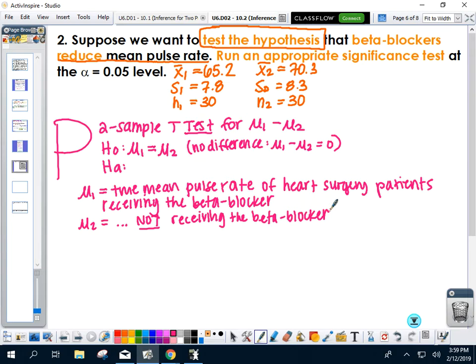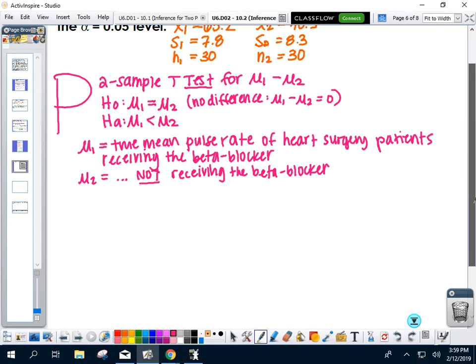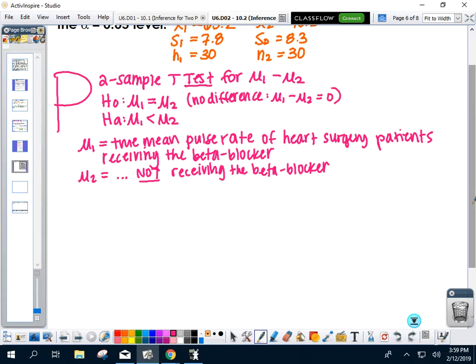Okay, so now that I know that my mu1 is the beta blocker group and we're wondering if the beta blockers reduce the mean pulse rate, that helps me decide on a less than sign. If I had switched around my labels, my inequality would also change. You just have to pay attention to the problem and which one you designate as which variable so that you can put the right inequality for your HA. All right, that's all that goes in the P. We have our procedure, our hypothesis statement, and our parameters defined.